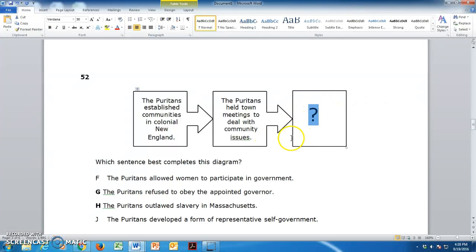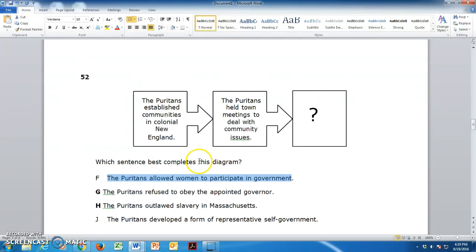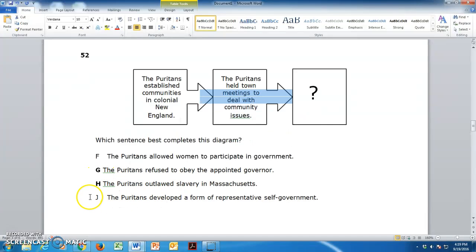So if the answer choice doesn't relate to this box and this box, or if it doesn't come from this box and this box, it's not right. So for instance, the Puritans allowed women to participate in government. This might be true, this might be false, but this doesn't have anything to do with establishing communities in colonial New England, building towns, and holding meetings. It just doesn't. Puritans outlawed slavery in Massachusetts. I don't know. That'd be really nice if they did, but it doesn't have anything to do with building towns and holding meetings. So now we're between G and F. Well, we've already talked about representative self-government.